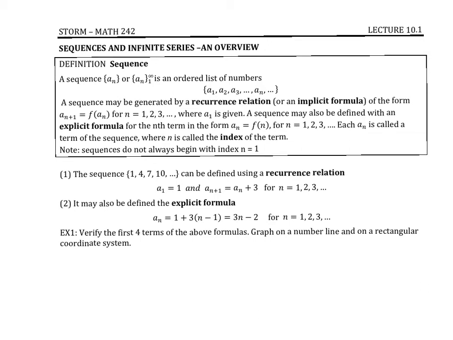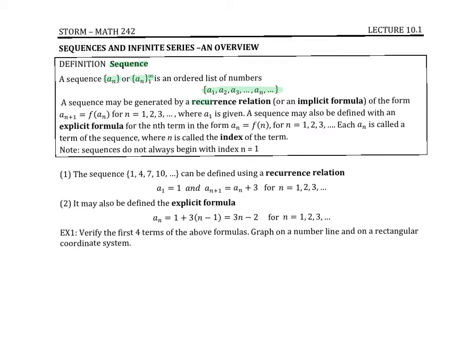In 10.1, we're going to look at sequences and then we're going to look at series. So a sequence is just a list of numbers. Typically, a sequence goes from 1 to infinity. If the indices are not written on the set, as in this first example, we can assume that we start at 1.